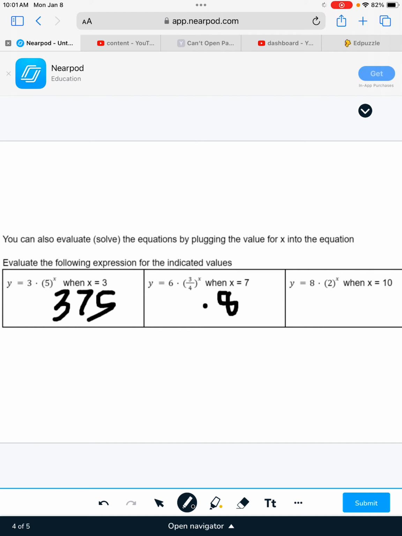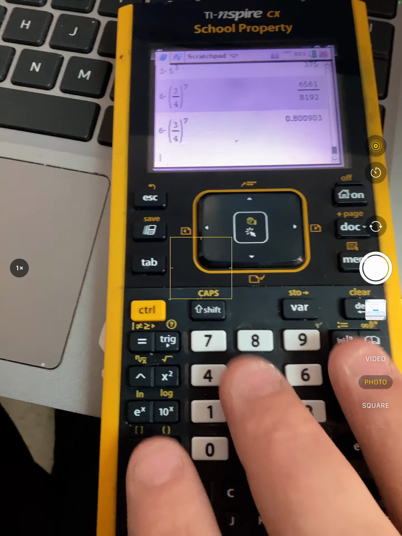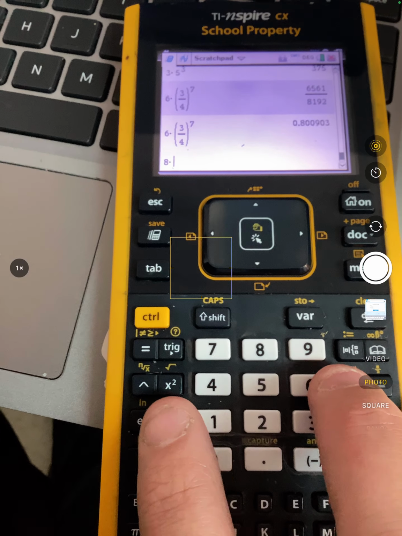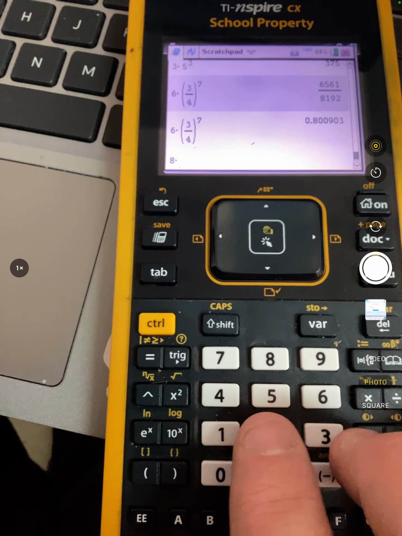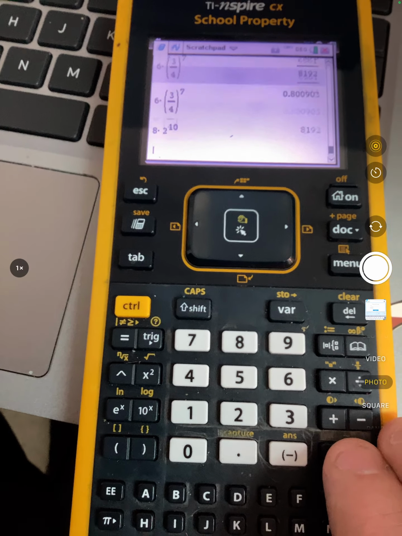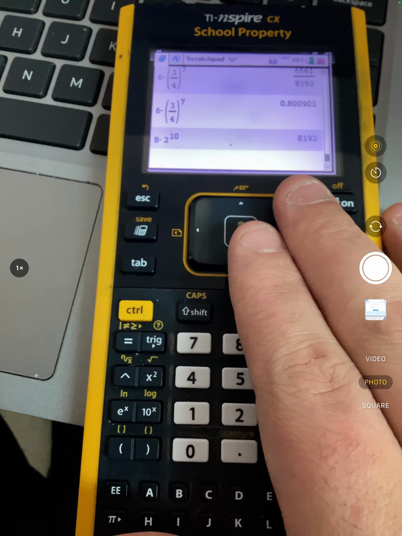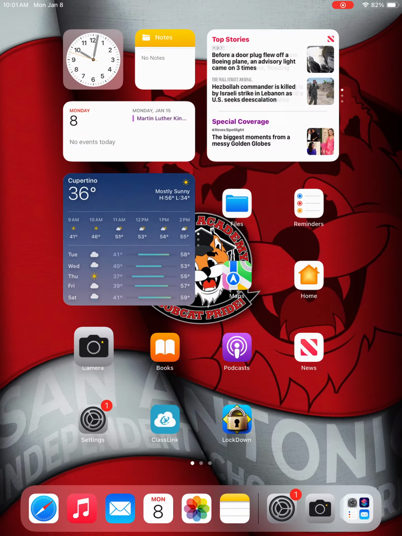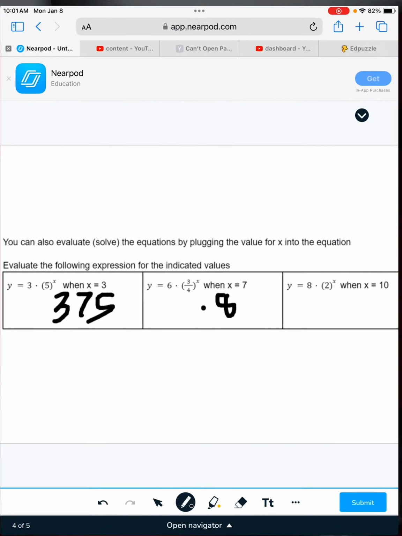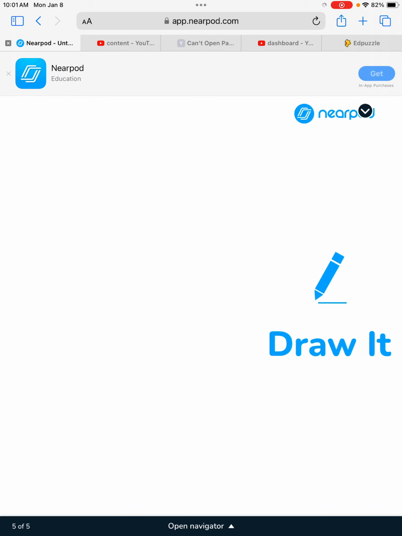Now, one more time, we're going to do this when we have y equals 8 times 2 raised to the 10th power. And that gives me 8,192. So I'm going to go ahead and go back over here and do the 8,192. That's how I can evaluate these kinds of functions, okay?